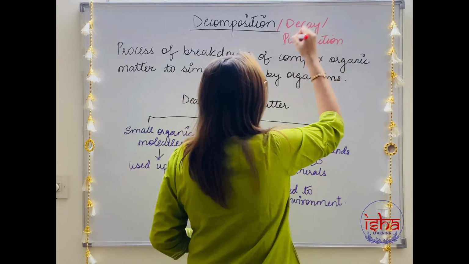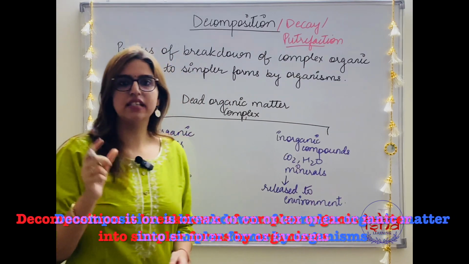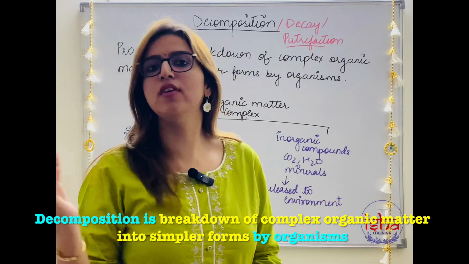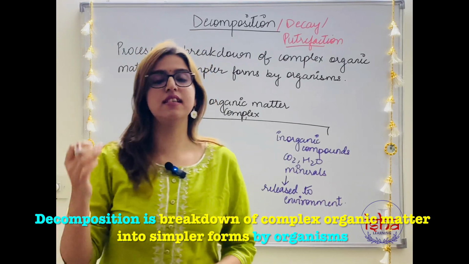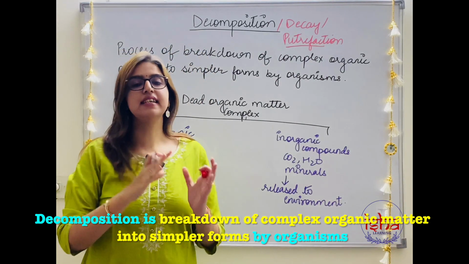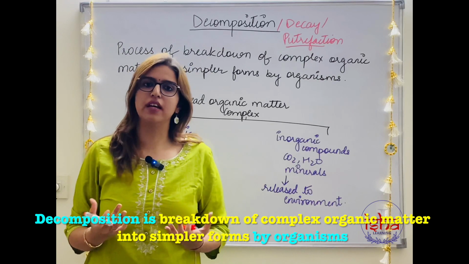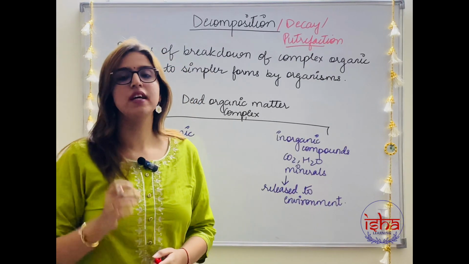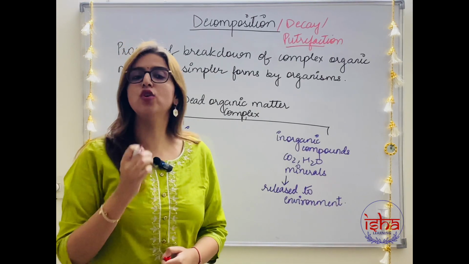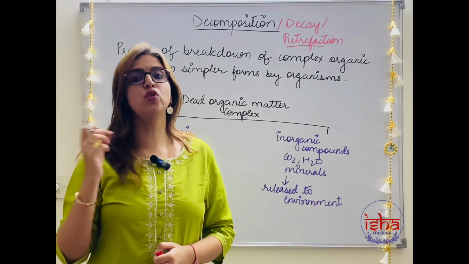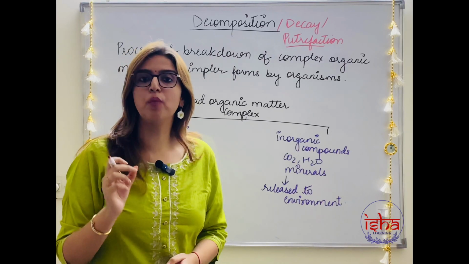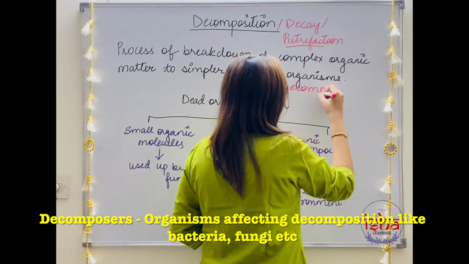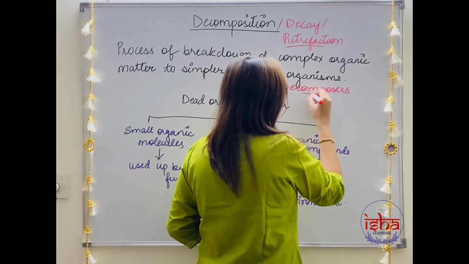So what is decomposition? It is the breakdown of complex organic matter into simpler forms. What is this decomposition process? एक simple breakdown का process है. कौन कर रहा होगा? Organisms. Who are these organisms? They could be fungi, they could be bacteria, but these group of organisms are called decomposers. The organisms affecting decomposition are decomposers.